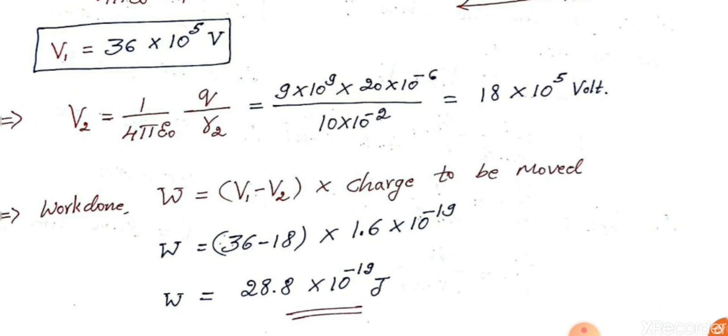We have the V1 value and the V2 value, substitute those, and the charge to be moved is an electron. The electronic charge value is 1.6 into 10 power minus 19. So the value of work done is 28.8 into 10 power minus 14 that you will get here.